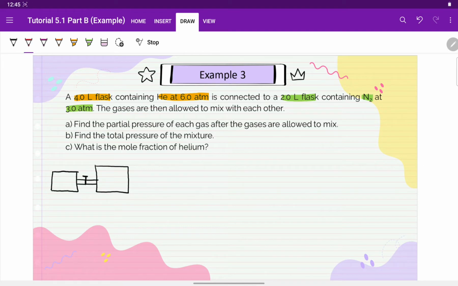Okay, so in this one, kita ada helium gas. In this part, kita ada nitrogen gas. Okay, so dua gas yang berbeza dalam bekas yang berbeza. So, helium initially the volume is 4 liter, dan pressure dia adalah 6 atm. Okay, kemudian nitrogen pula initial volume dia adalah 2 liter, dan pressure asal dia adalah 3 atm. Okay, so yang ni sebelum kita benarkan dia untuk mix with each other.